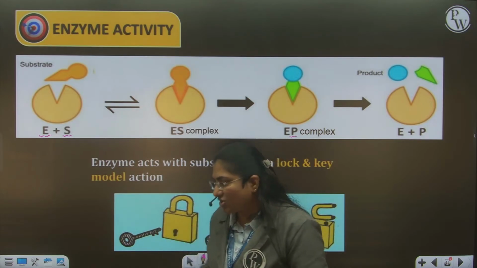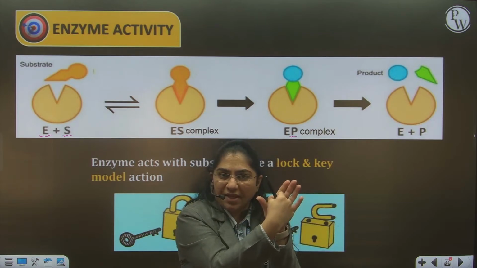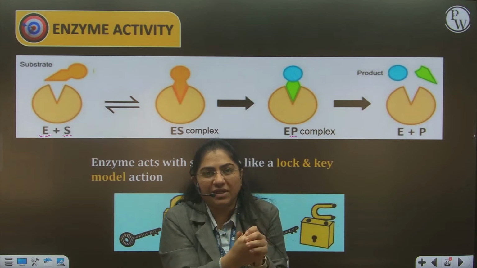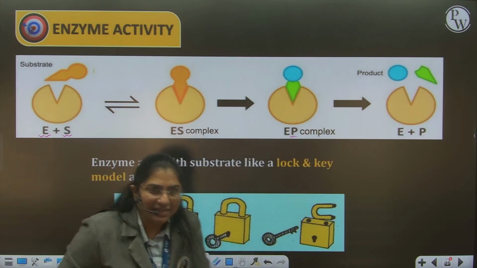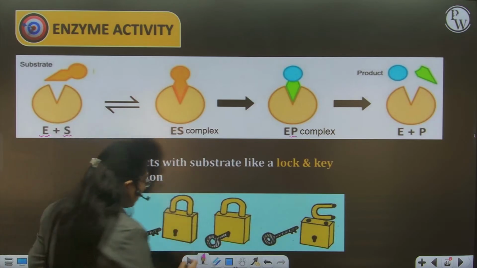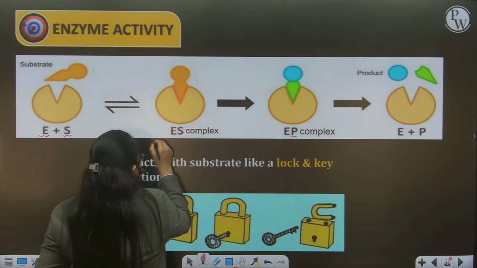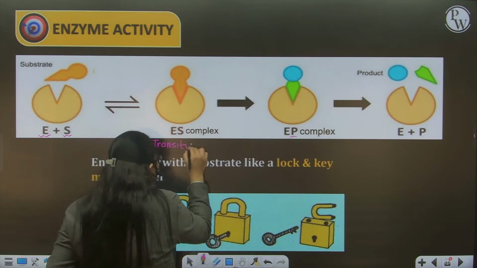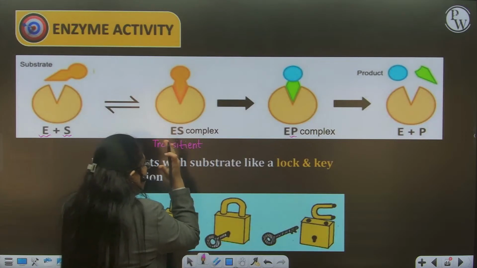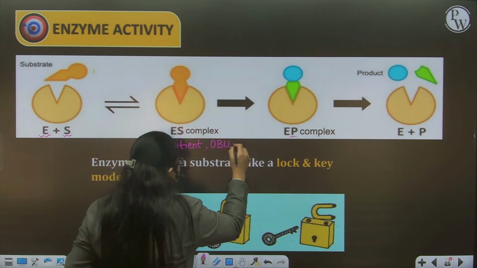Once it reaches the active site, there will be a slight change in the shape of the active site and it will bind tightly to the active site. Once it binds tightly, it forms a complex which is called the ES complex. Now this is a transient complex, that is, it is not going to remain as it is, but it is an obligatory formation that has to take place.